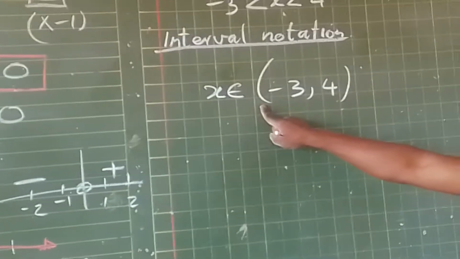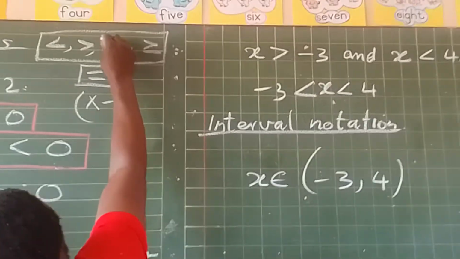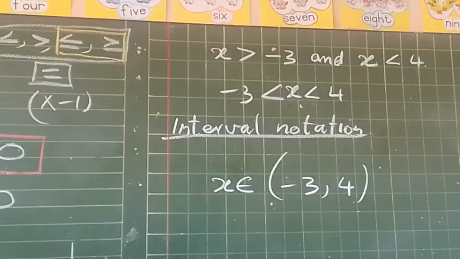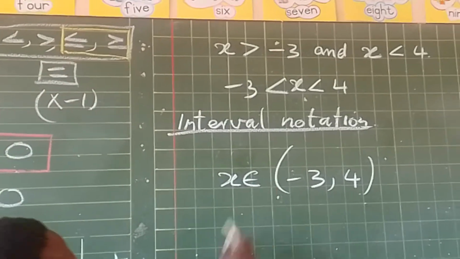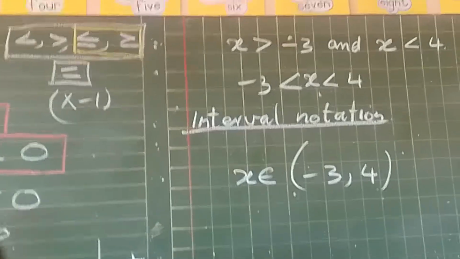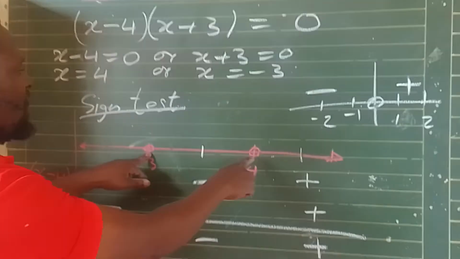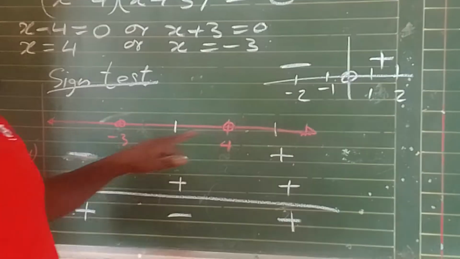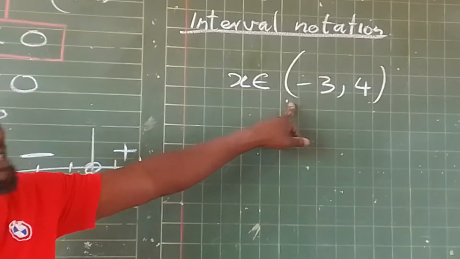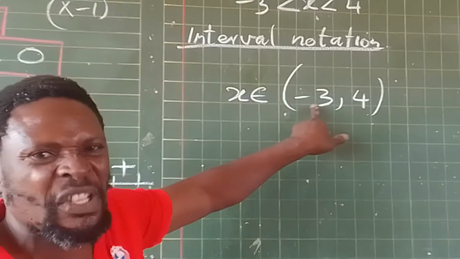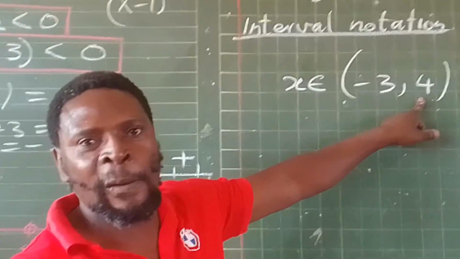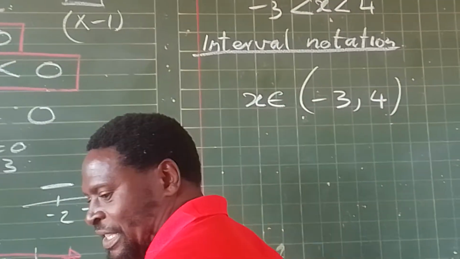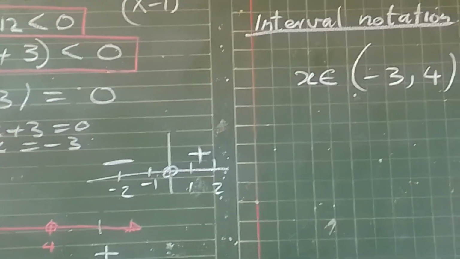If you use a square bracket, it means that you are including these two. Square bracket means inclusive. Check here. When we came here, I said this is exclusive. You don't include -3, you don't include 4. That is, in the interval notation, it states that you do not include -3, you do not include 4. Thank you very much, grade 11. Now we can go on and do the next problem so that we will understand more what we are doing.